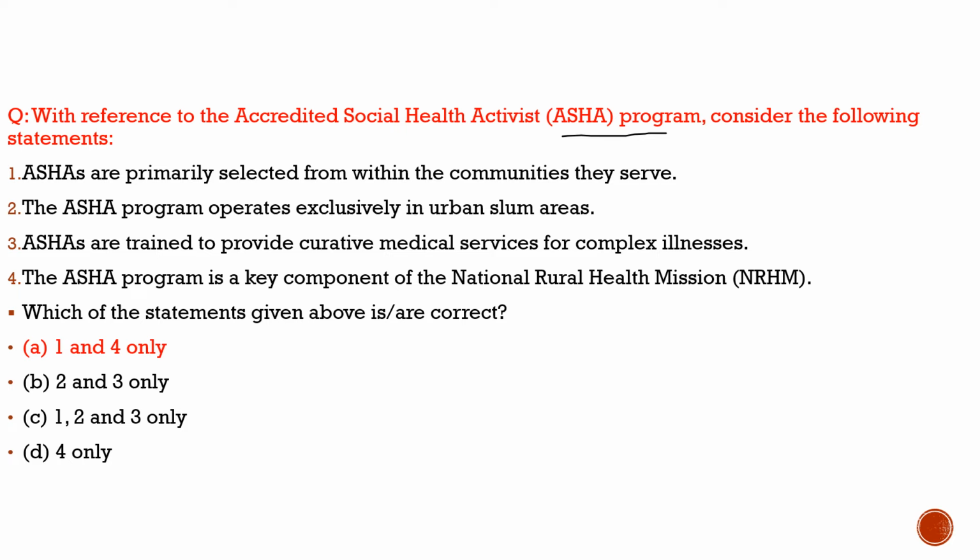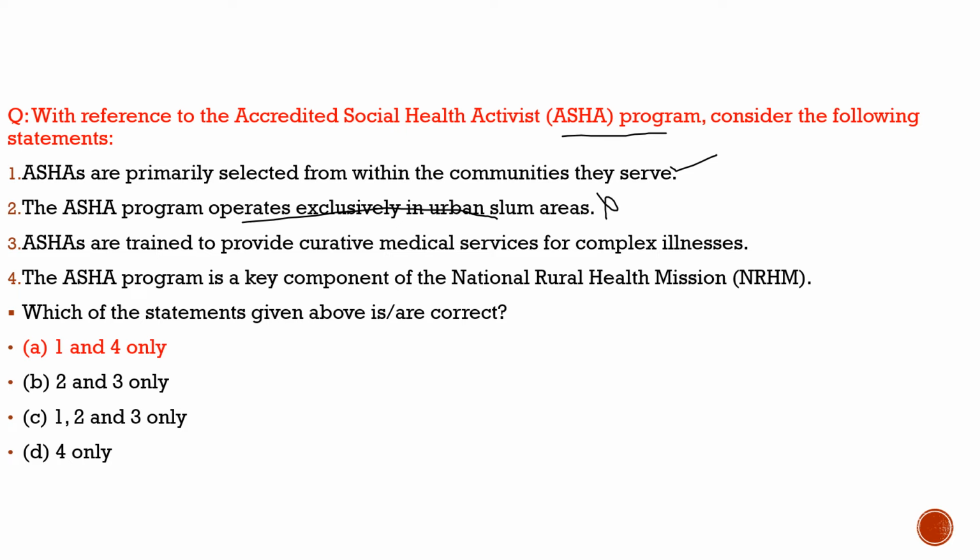The first statement says ASHAs are primarily selected from within the community they serve. 100% correct. They are from the villages they serve in. So this is 100% true. Nothing wrong with it. Usually such statements may seem incorrect in the exam, but it is true for these ASHA workers. Second statement: the ASHA program operates exclusively in urban slum areas. Totally incorrect. It does not operate exclusively in urban slum areas. It operates in the rural areas too, so this statement is incorrect.